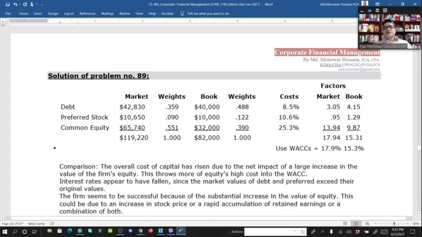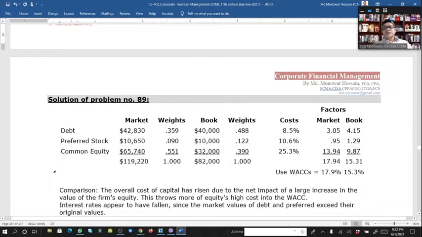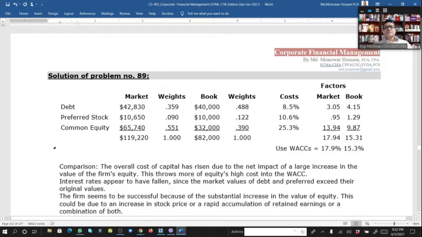So this way we calculate, and the cost is fixed here as per the question: 8.5 for the debt, 10.6 for the preference stock, and 25.3 for the common equity. So if we multiply the market value weight with the cost, then we get the factors, market 3.5.